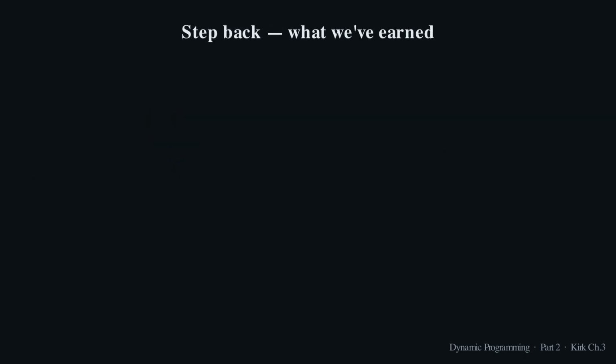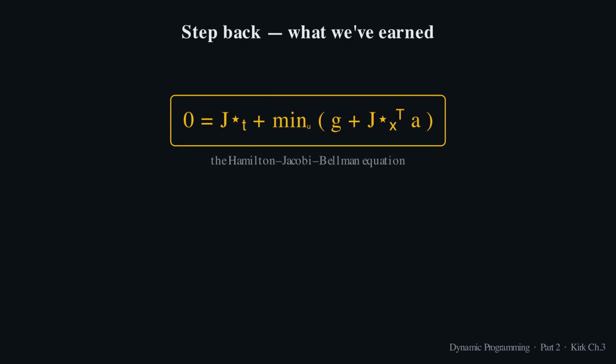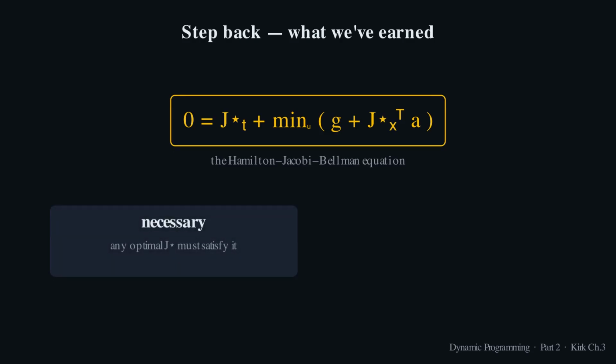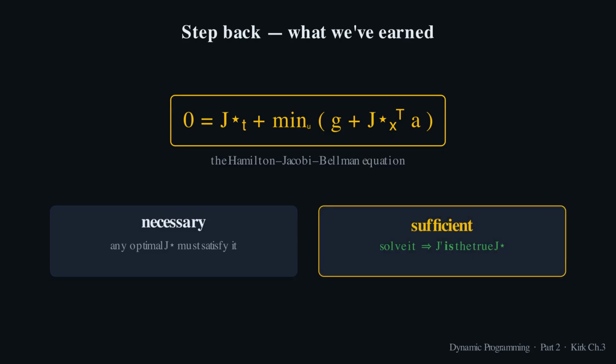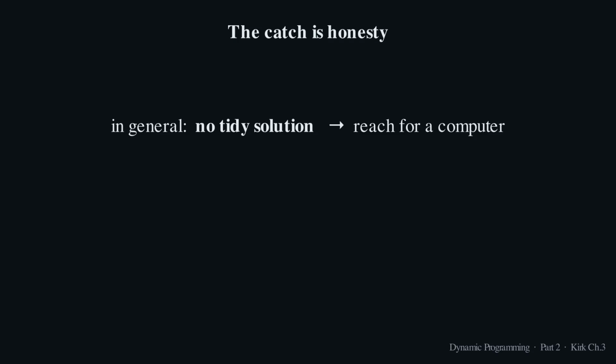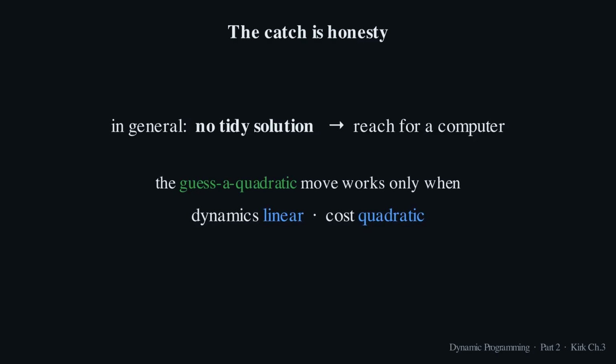Step back and see what we've earned. The Hamilton-Jacobi-Bellman equation is a necessary condition. Any optimal cost to go must satisfy it, but it's also sufficient. If you can find a function that solves it, you haven't just found a candidate, you found the true minimum cost. That's rare and precious. The catch is honesty. In general, the equation has no tidy solution. You reach for a computer. The guess a quadratic move only works because the dynamics were linear and the cost quadratic. That special class is exactly the linear regulator.